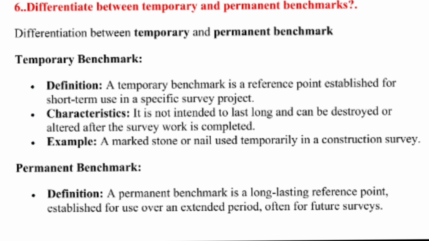Now we need to find the difference between a temporary benchmark and a permanent benchmark. Temporary, as the name indicates, is for short-term use. A temporary benchmark is a reference point established for short-term use, for example a one-day survey. It is not for long surveying. Once the day's work is done, it is finished, and you can write that as the next point. It is used for temporary construction surveying.